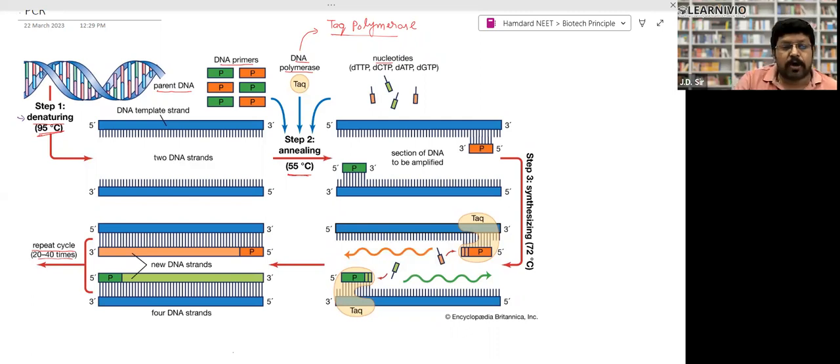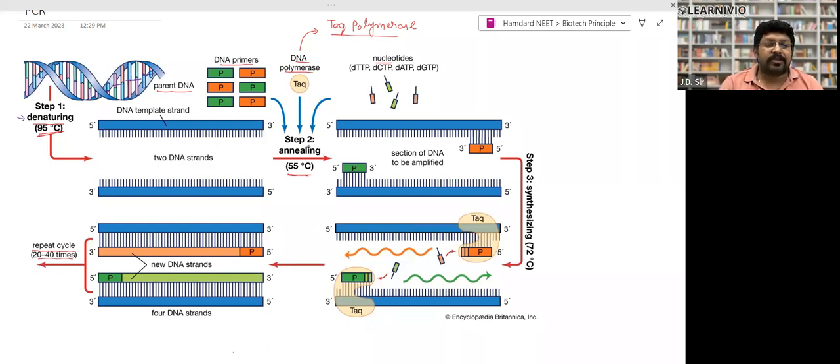During denaturing, what will happen? The hydrogen bonds which are present between the strands separate. So these hydrogen bonds get separated and the DNA strands separate. So both strands work as the template strand. After that, in the medium where this reaction is going on, our DNA primers are already present. Nucleotides are already present. Taq polymerase is already present.